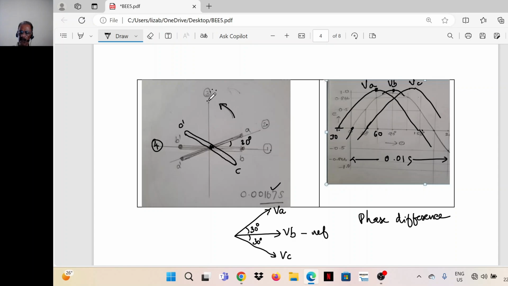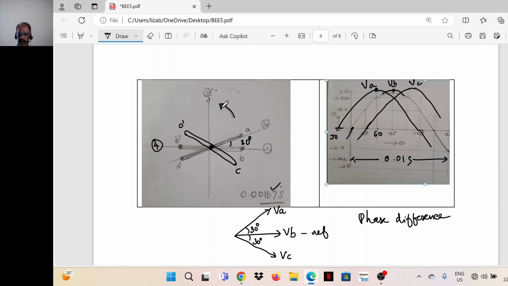first. Then after a time interval of 0.00167 only, B comes to that position. And further, after another time interval of 0.00167 seconds, C comes to that position. So the voltage maximums or zeros or any corresponding positions are not happening at the same instant, but with a difference. So we are saying that these voltages have a phase difference.